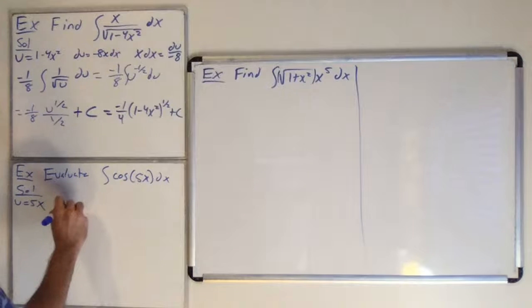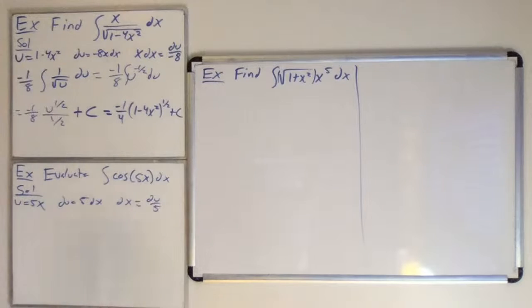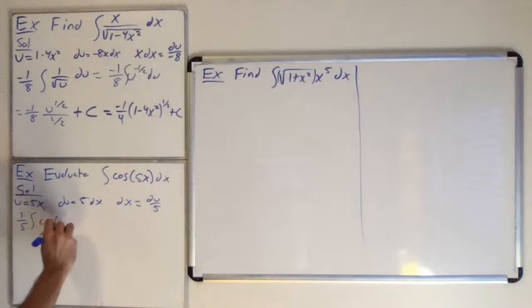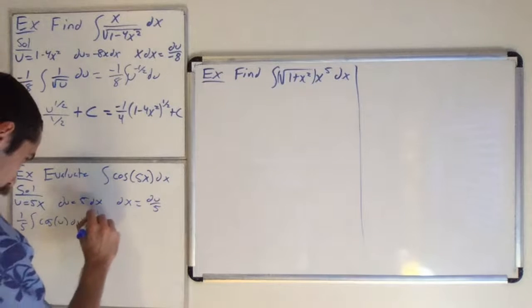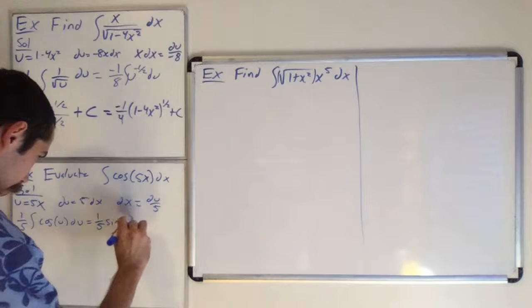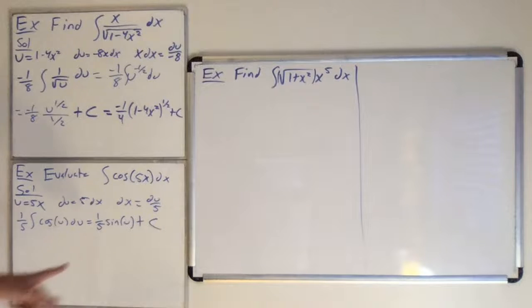So du is equal to 5 dx, or dx is equal to du over 5. And so our integral is really 1/5 the integral of cosine of u du. The integral of cosine of u is sine of u plus C. And then again, I know some of you are going to just stop here, and that's not how we're going to do that.